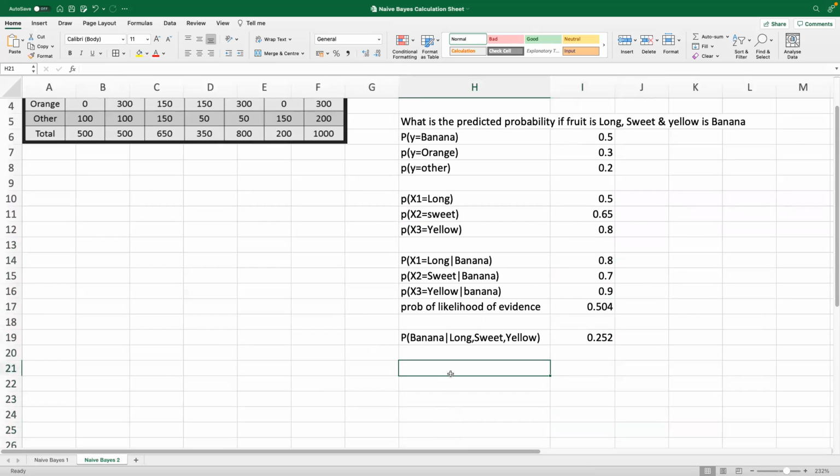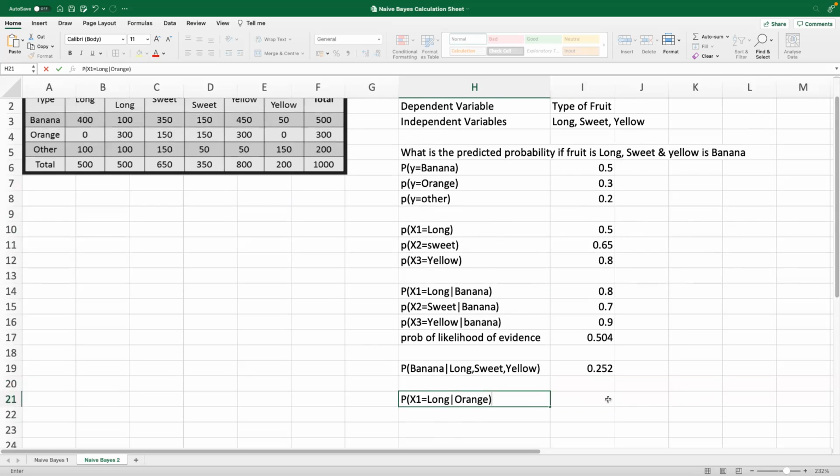So now we have to find out probability of x1 is equal to long given it is orange. Probability of x1 is equal to long given it's orange is equal to how many longs are there in orange? 0. 0 divided by how many oranges are there? 300.